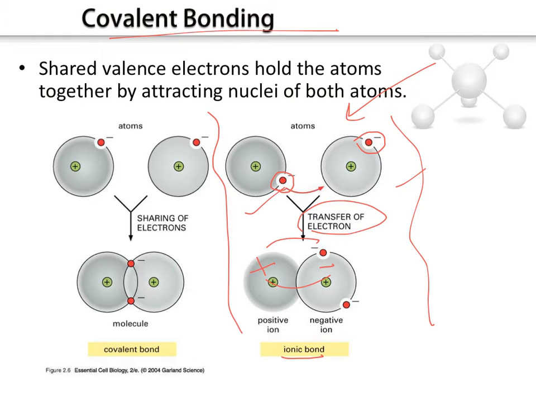Covalent bonding, on the other hand, shares electrons. It still involves the valence electrons, as all chemical bonds do, but instead of the valence electrons being transferred, they are shared. They're held in between two atoms. There's still an electrostatic attraction, but it's between the electrons in one atom and the protons in the nucleus of another one.